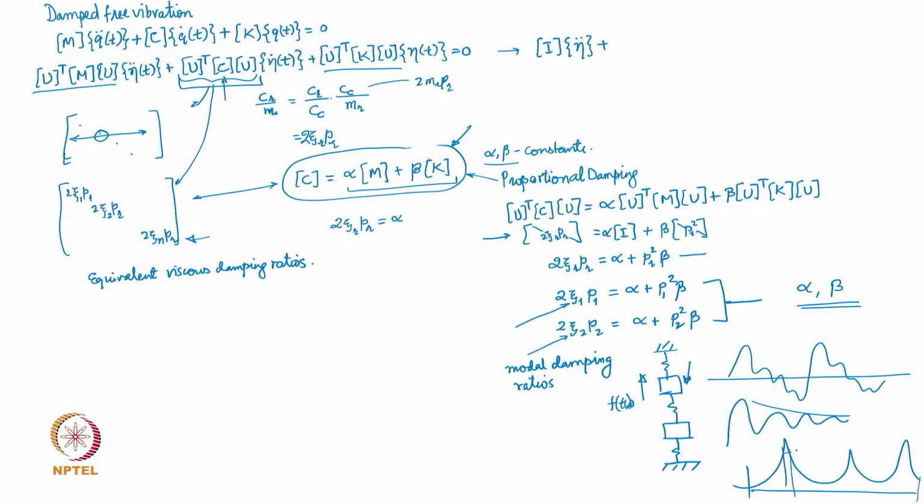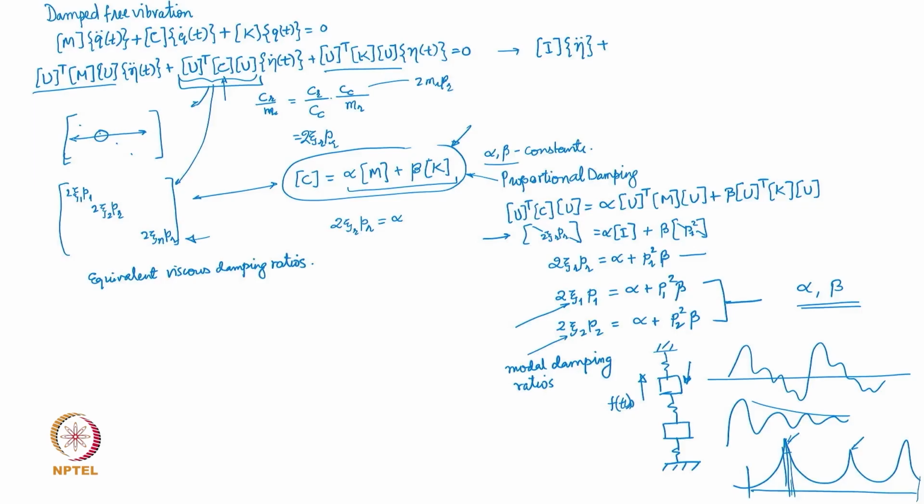Using the half power point method you can find out the damping ratio, which will be specific to this particular mode, assuming that the other modes are quite well separated and they do not contribute to the vibration at this particular resonance. Likewise, one or two resonances you can use for finding out zeta 1, zeta 2, and then that will give you alpha and beta.